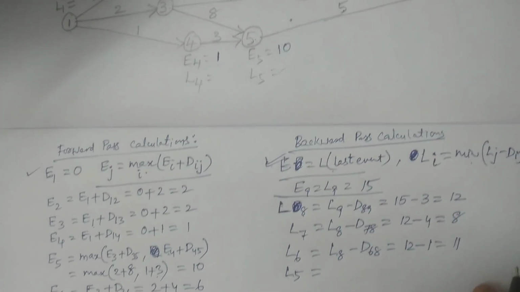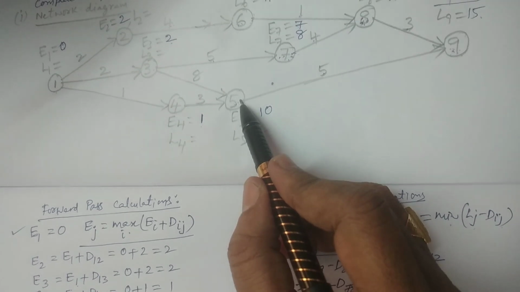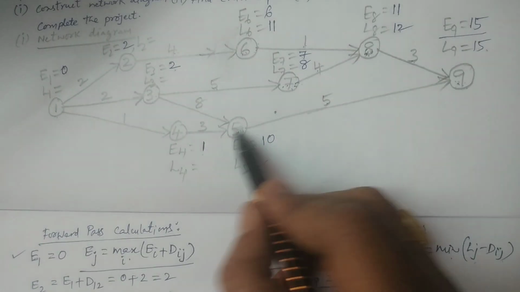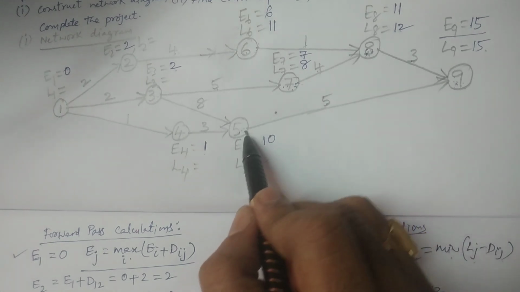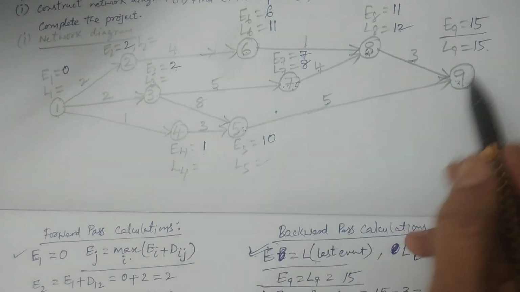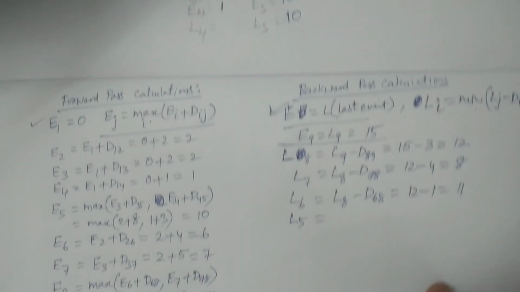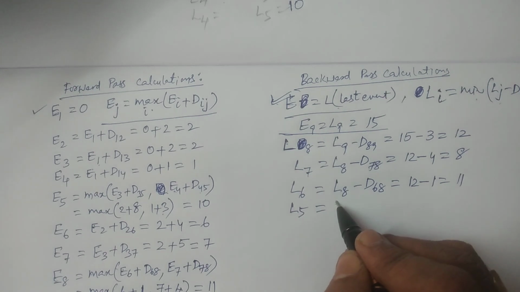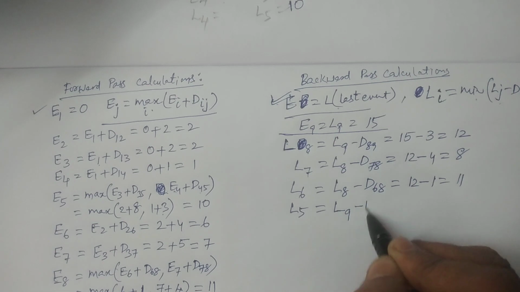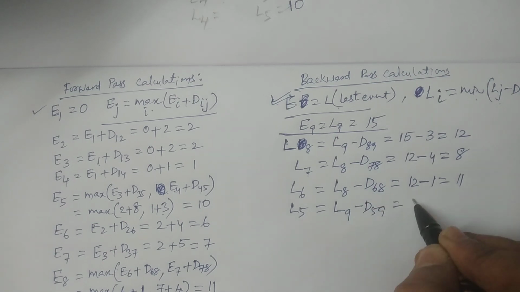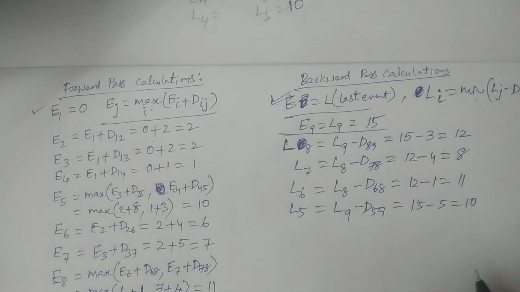Next, L5. You see here L5. For L5 also we have only one connector, that is 5 to 9, this activity. Coming back to 9, we get 5. So 15 minus 5, it is 10. By using the formula, L5 is equal to, it is from the 9th event, therefore L9 minus D59. L9 is 15 minus D59 is 5. Hence it is 10. Right?